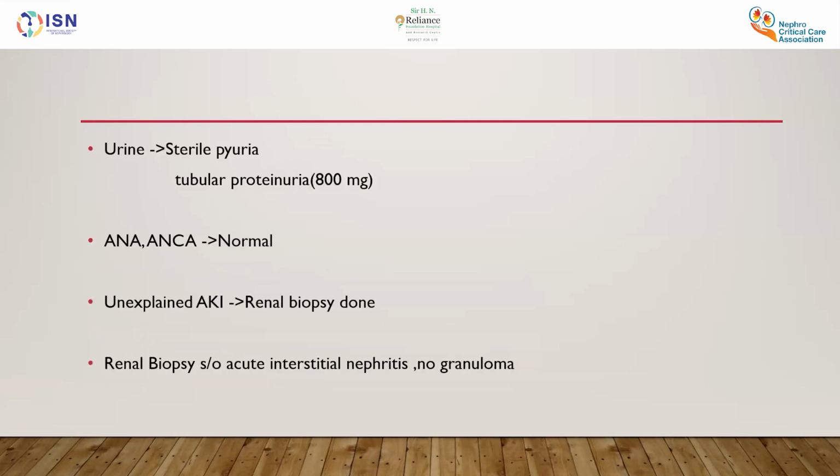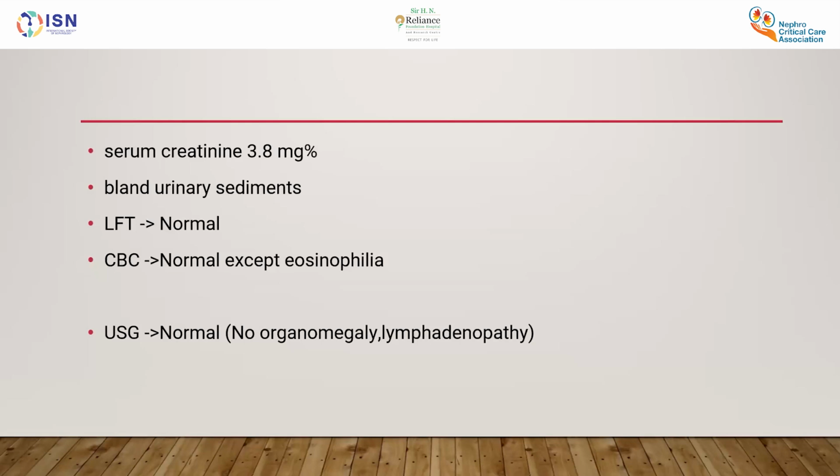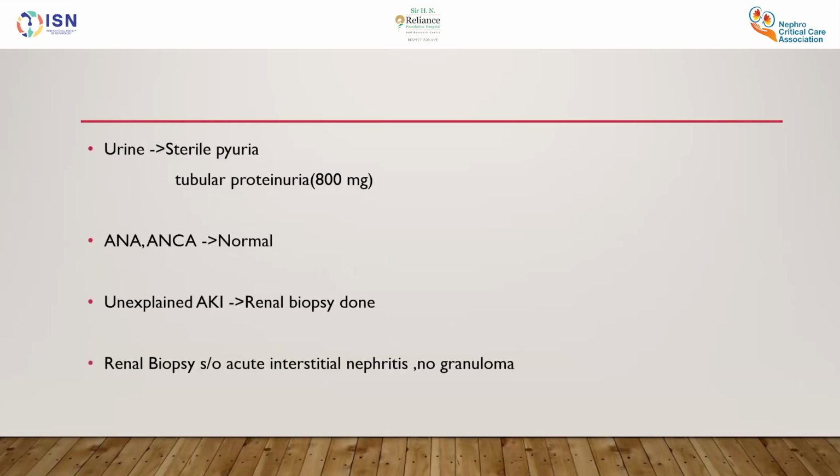Later, urine had some sterile pyuria and proteinuria, which on follow-up was found to be of tubular range, 800 mg. ANA, immunoblot, and ANCA were done, which were normal. And because of unexplained AKI, a renal biopsy was done. The renal biopsy showed acute interstitial nephritis and there was no granuloma. So the question was, what was the etiology here? We had ruled out infection. We had ruled out other possibilities of AIN.